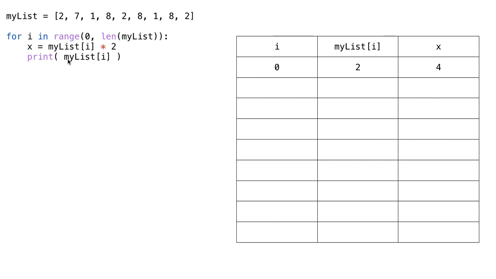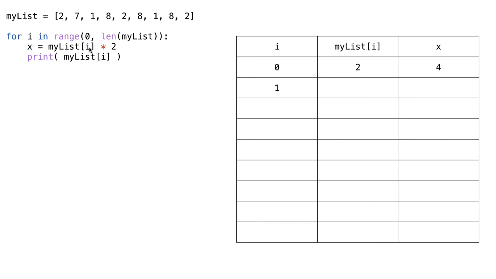And here we're simply printing out what the value of my_list bracket i is. We're not printing out what the value of x is. We're printing out what my_list bracket i is, but we'll confirm both of those assertions. We'll confirm what happens when you just print out my_list bracket i, and we'll also confirm what happens when you print out the value of x for every cycle through the loop. But then we can go to i equals 1.